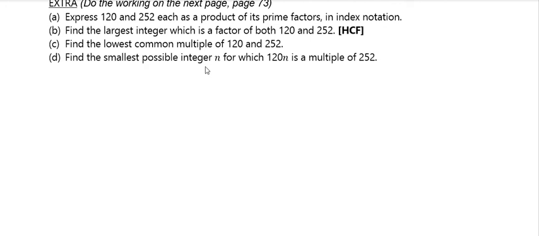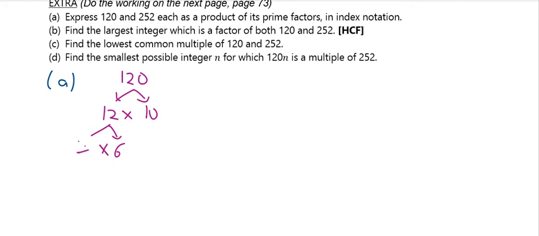So let's start with A. Express 120 and 252 each as a product of its prime factors in index notation. Let's just do the prime factorization. So 12 times 10, and then here 2 times 6. Okay, so I'll put 2 here.